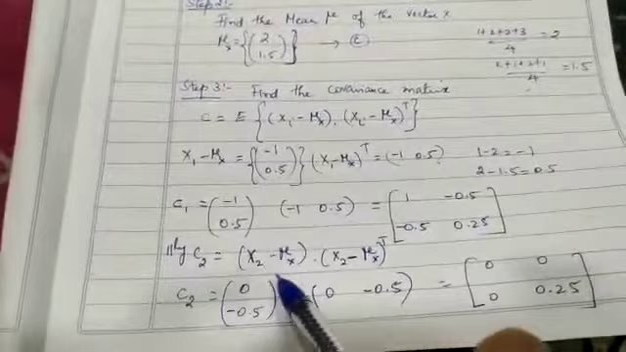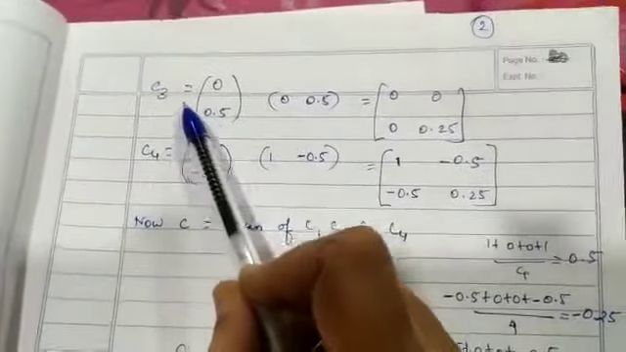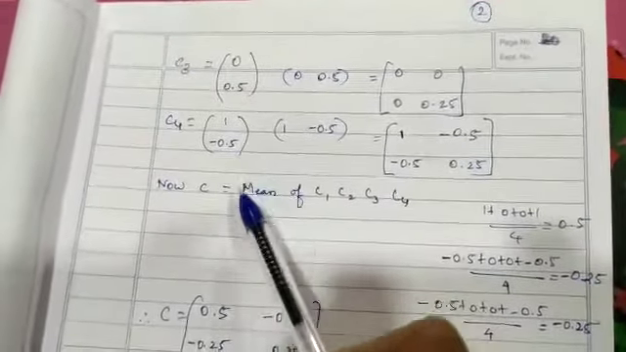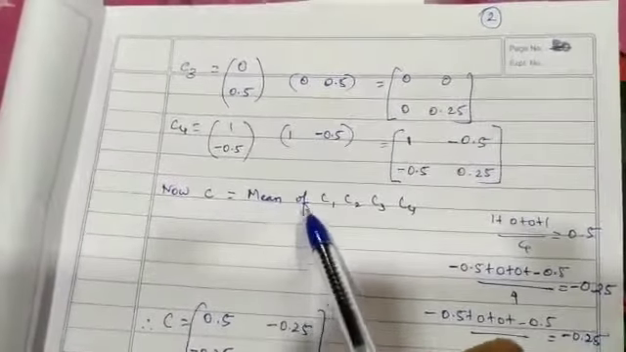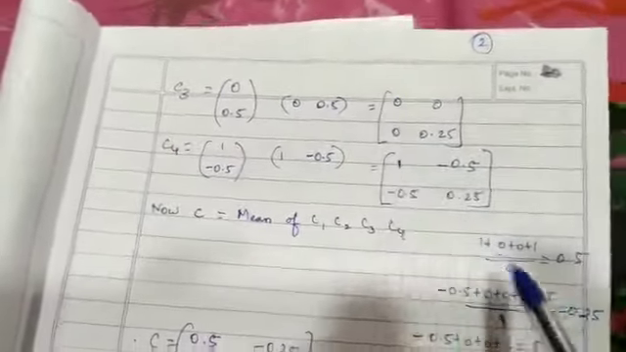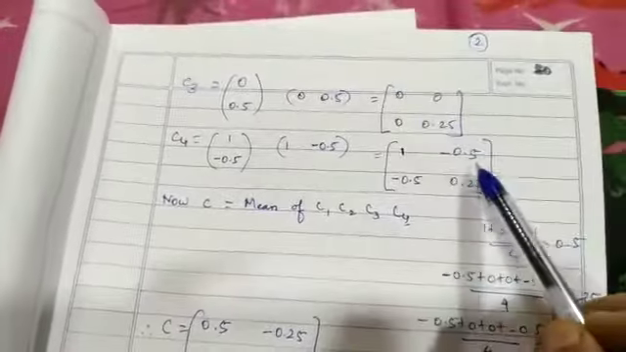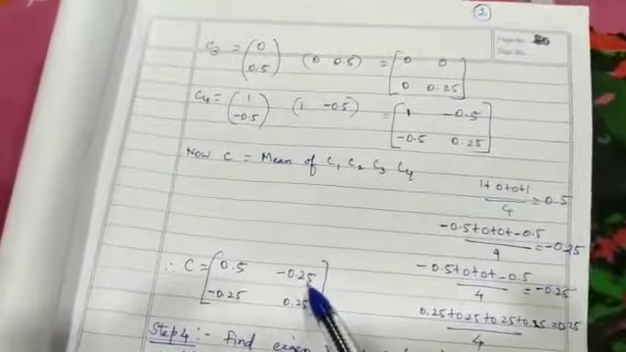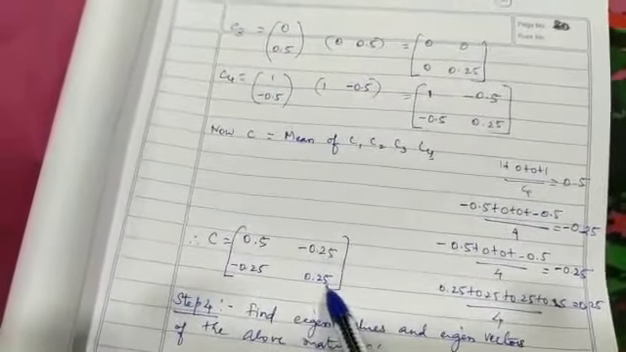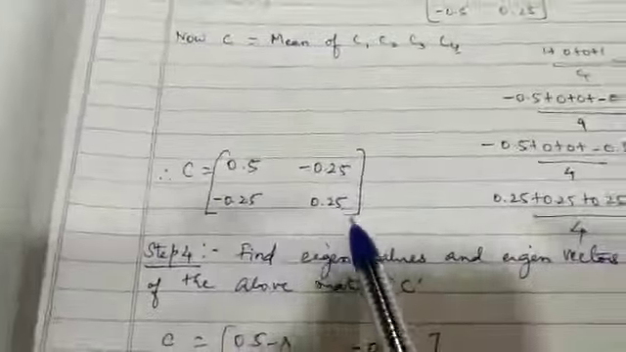Multiply both and you get the values in this form. Similarly, find the value of C2, and you get it in this matrix form. Once again, calculate the values of C3 and C4 as we calculated C1 and C2. Now we have to find the C value, the mean of C1, C2, C3, C4. Add all the 4 values in the first position, divide by 4 and write it as the first value. Add all the values in the second position, divide by 4, write it in the second position. Similarly for the third and fourth locations. So we get the final covariance matrix as shown in the example.